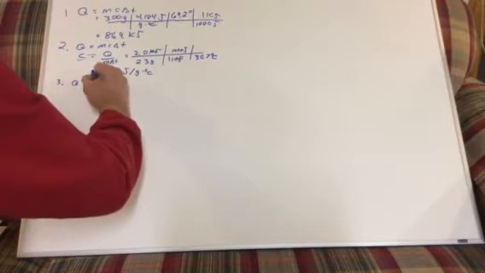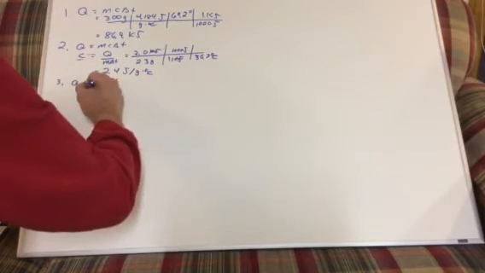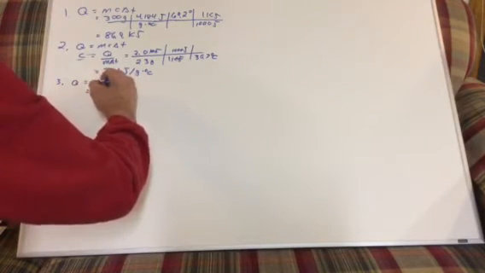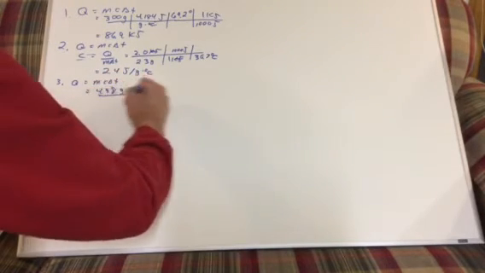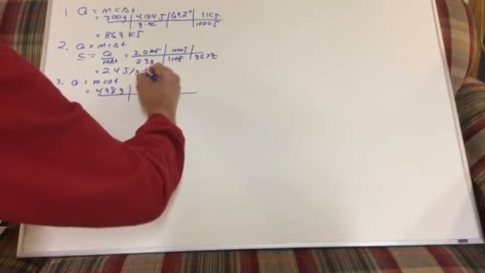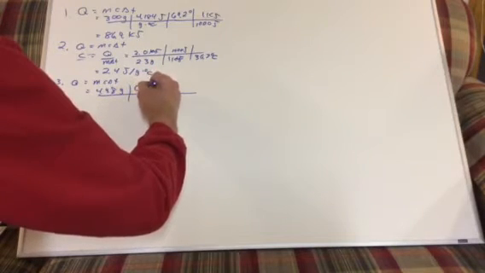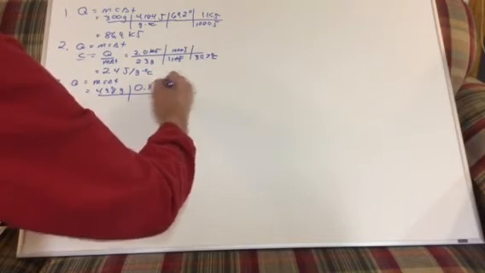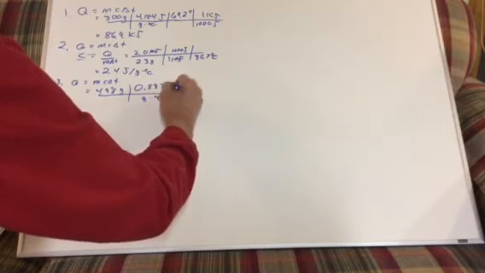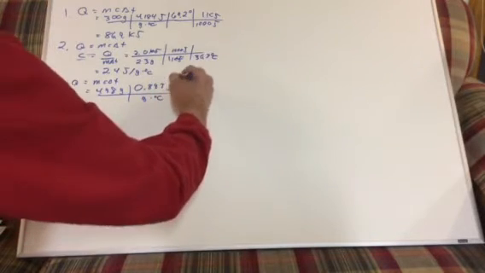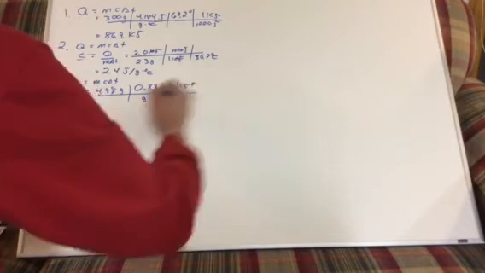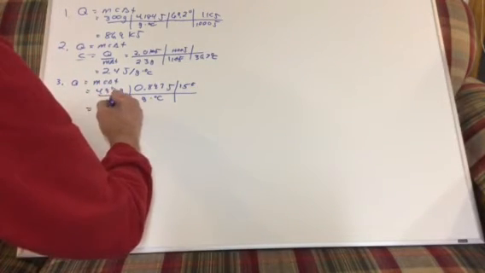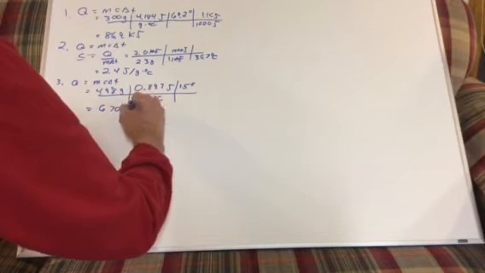Okay, Q equals mc delta T. The mass is 498 grams of aluminum. The C value for aluminum is 0.897 joules per gram degree Celsius, and delta T is 15 degrees, equals 6,700 joules.